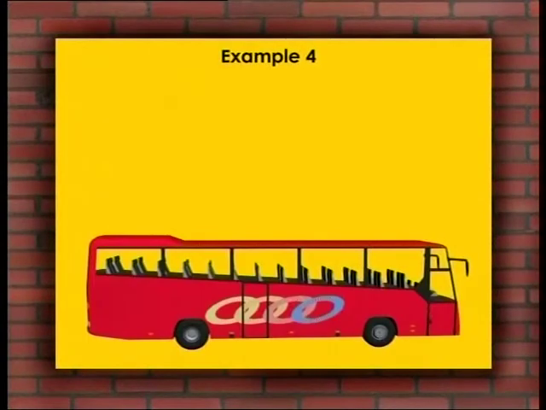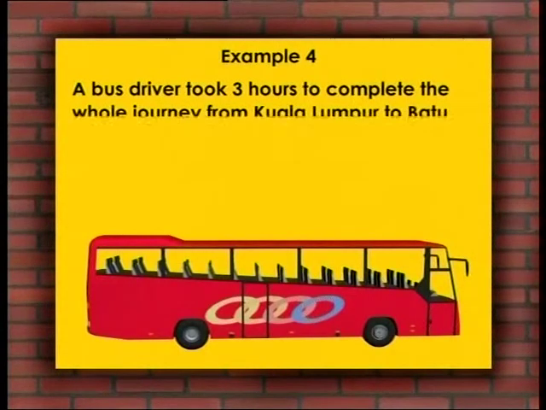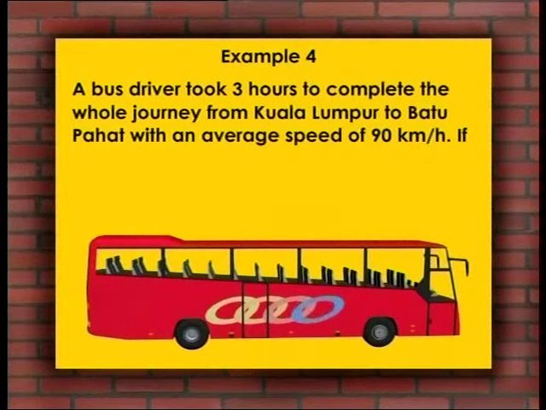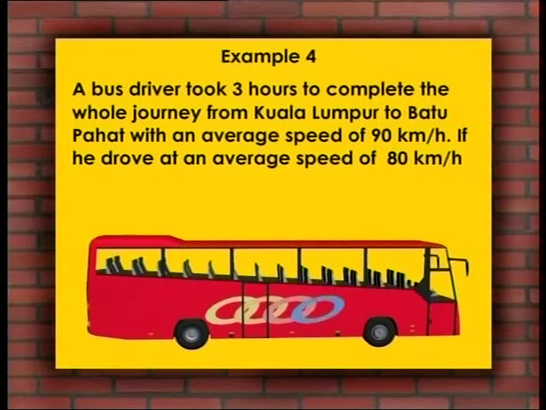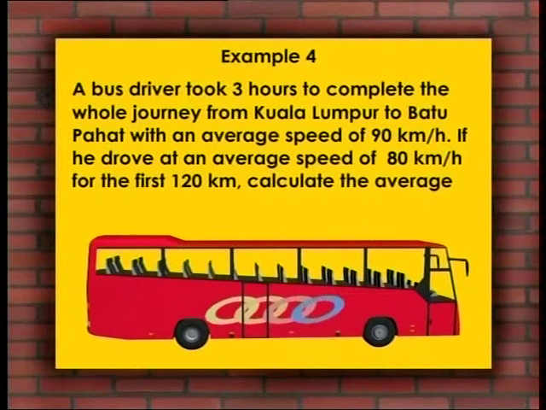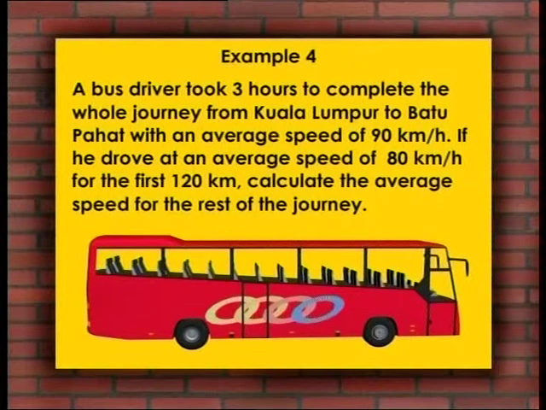Example 4. A bus driver took 3 hours to complete the whole journey from Kuala Lumpur to Batu Pahat with an average speed of 90 kilometers per hour. If he drove at an average speed of 80 kilometers per hour for the first 120 kilometers, calculate the average speed for the rest of the journey.